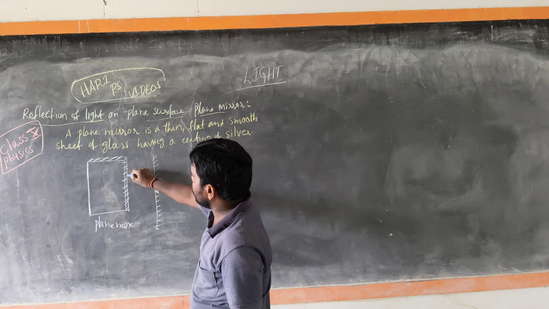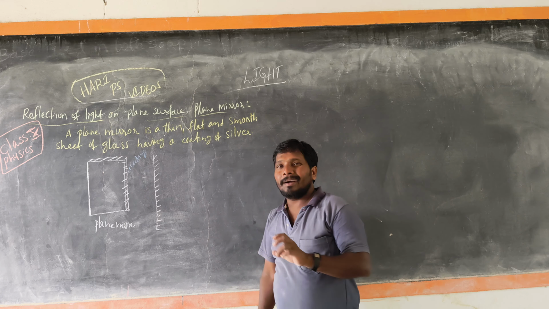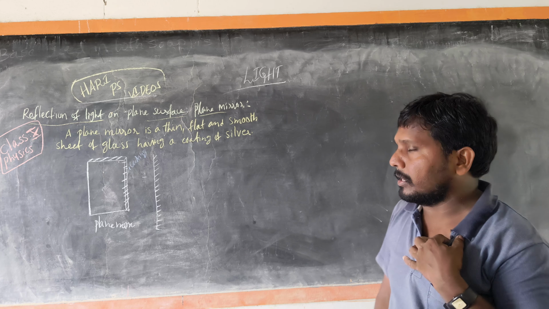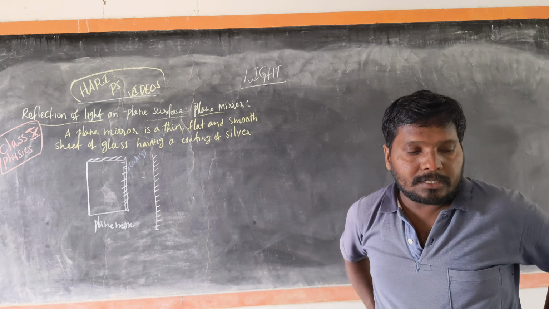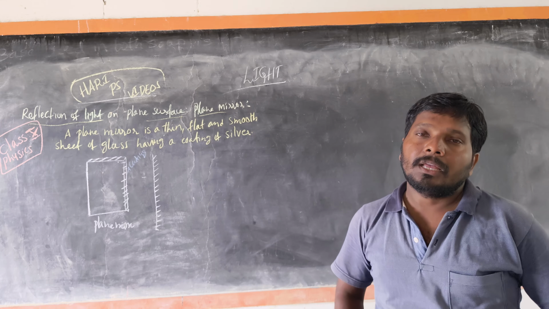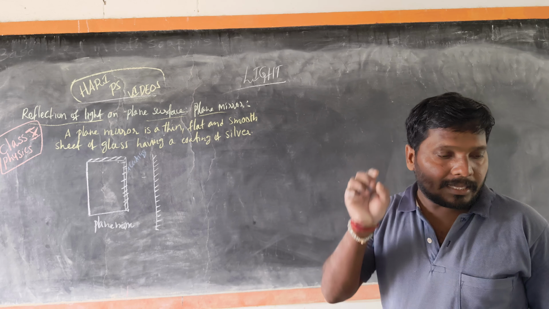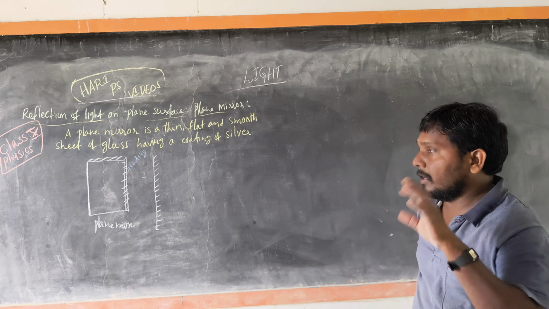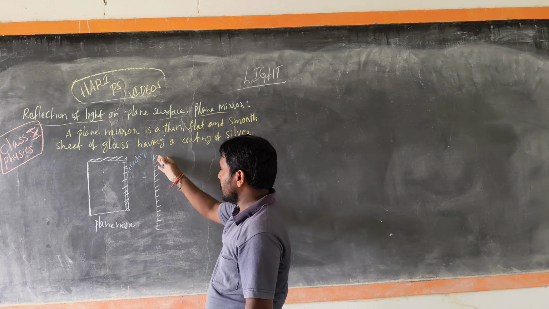So in a plane mirror, this is the coating of silver, but nowadays instead of silver coating, aluminum is used, because silver is more expensive and aluminum is much cheaper than silver and reflects light very well. But in our chapter on light, we can represent the plane mirror like this.